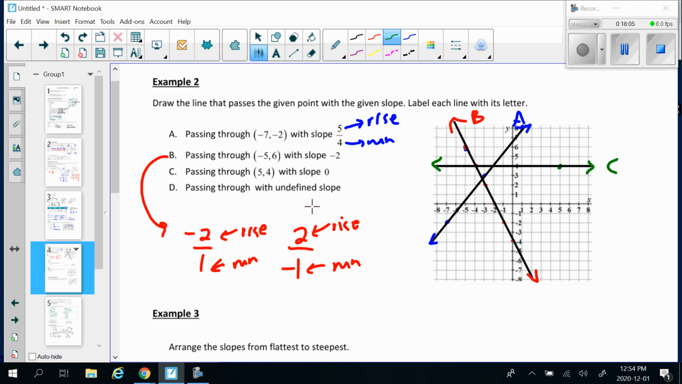And this one actually didn't give me a point. So I guess I can't really do that one. But it would have been a vertical line.